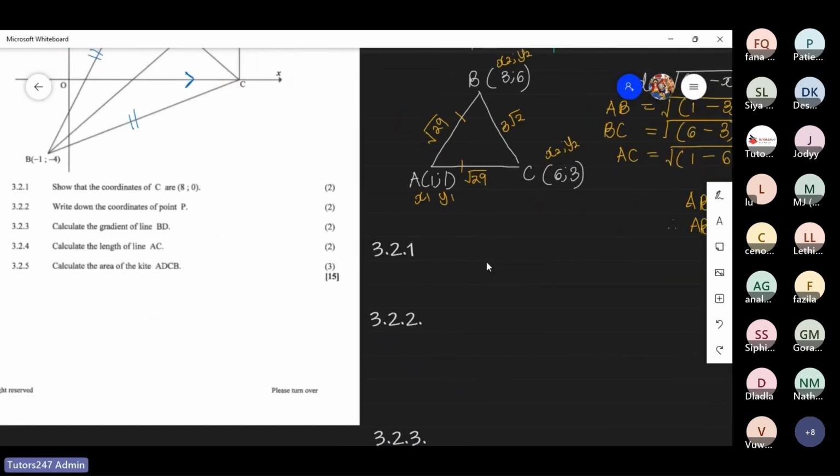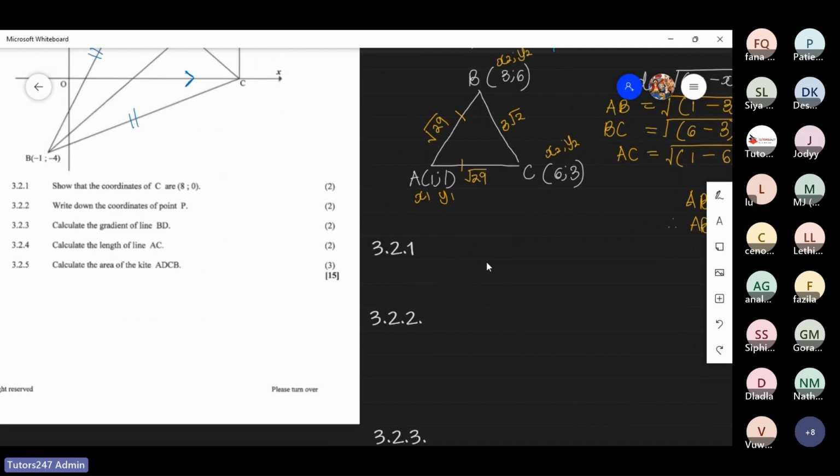So we have 3.2.1, show that the coordinates of C are 8 and 0.